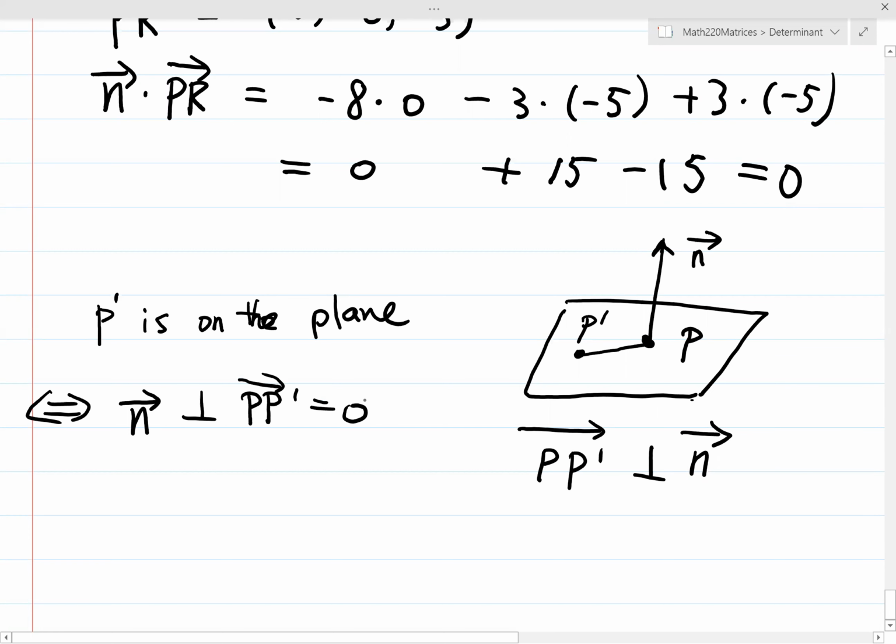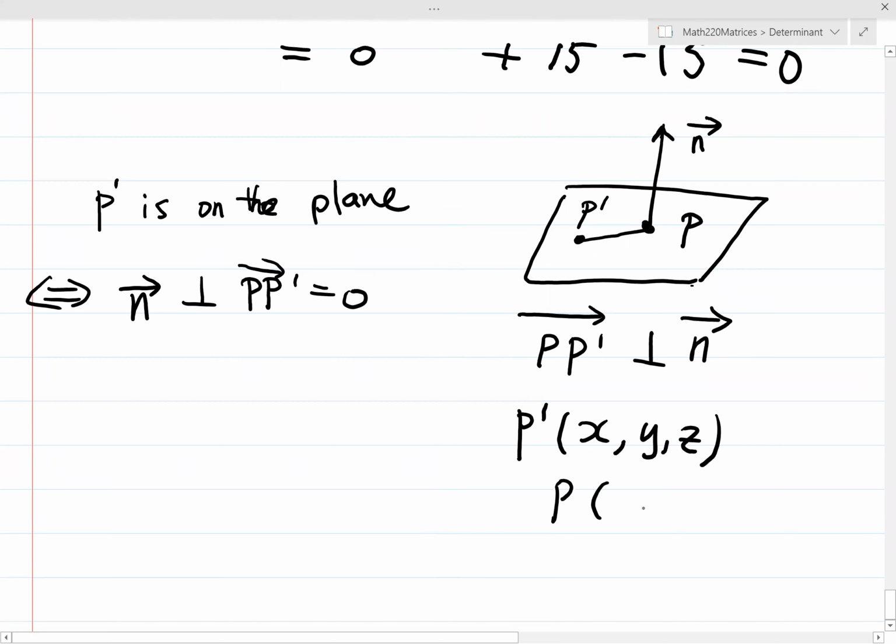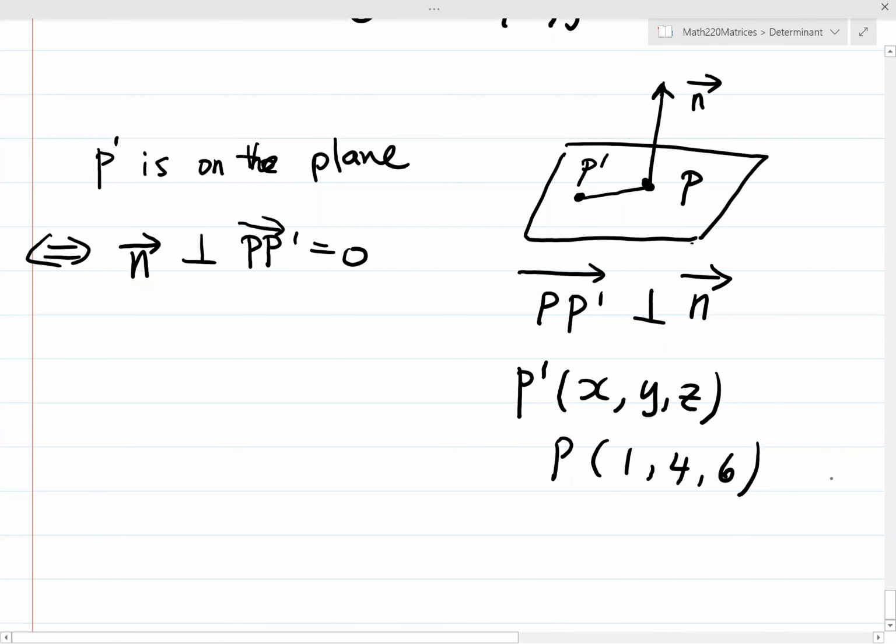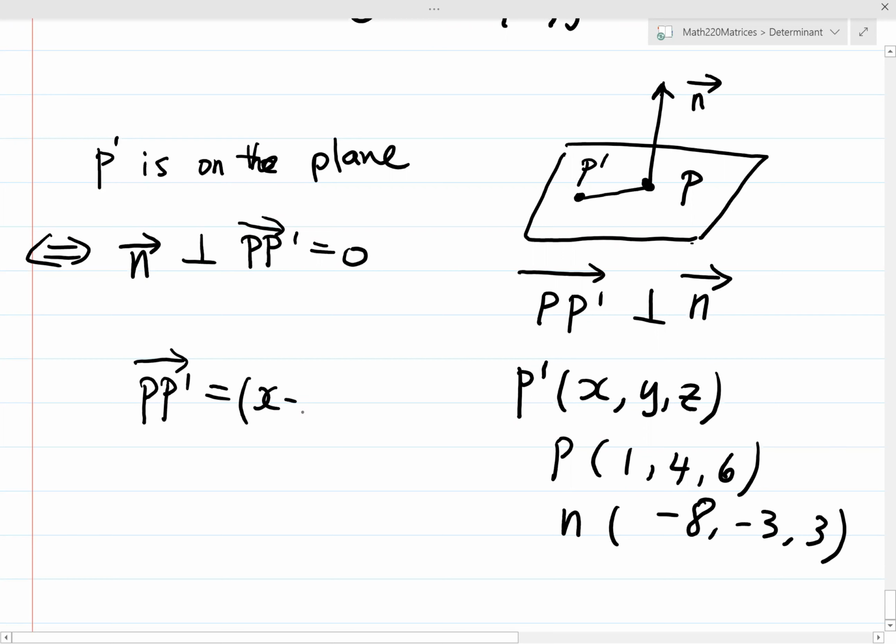So this means, let P prime be the general point x, y, z. Now we choose the point P to be (1, 4, 6). Of course, you can also use the other points Q, R, and you get the same equation. Then n is (-8, -3, 3), and PP prime is (x minus 1, y minus 4, z minus 6). So n dot PP prime is 0.